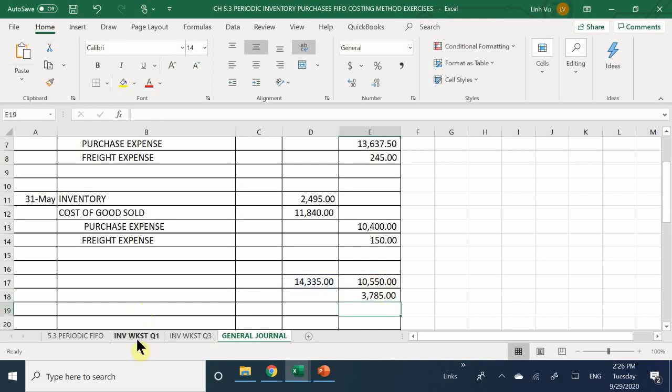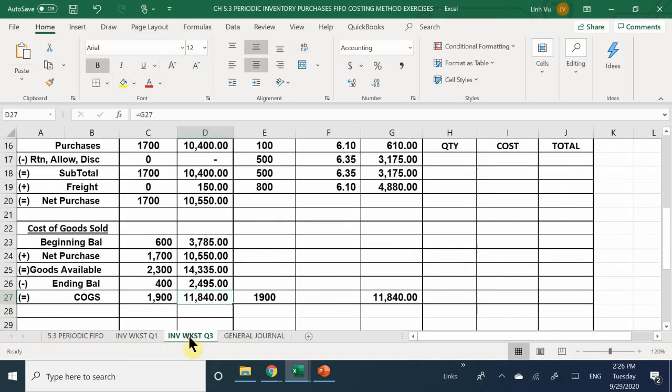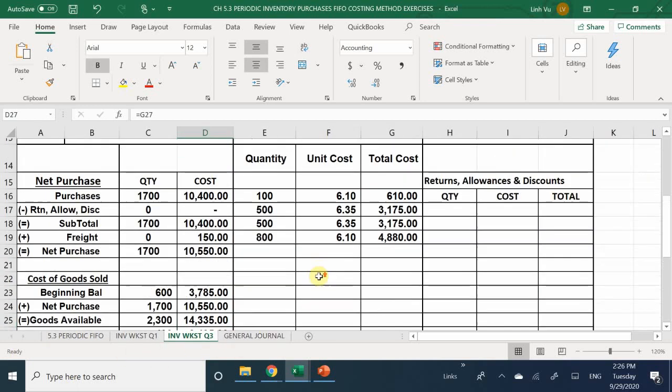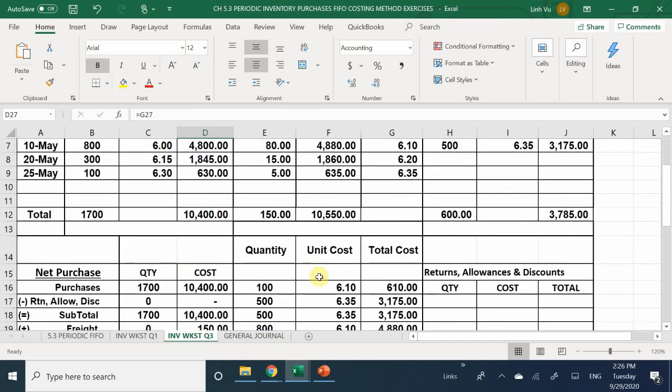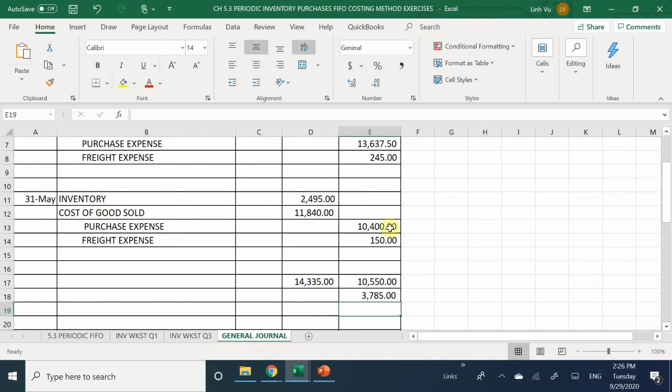3,785. Now that number looks familiar, doesn't it? Where did that come from? That was our inventory on hand. Now, which side are you going to place this 3,785? That will go on the credit side. Good. So now they should be even, at 14,335.